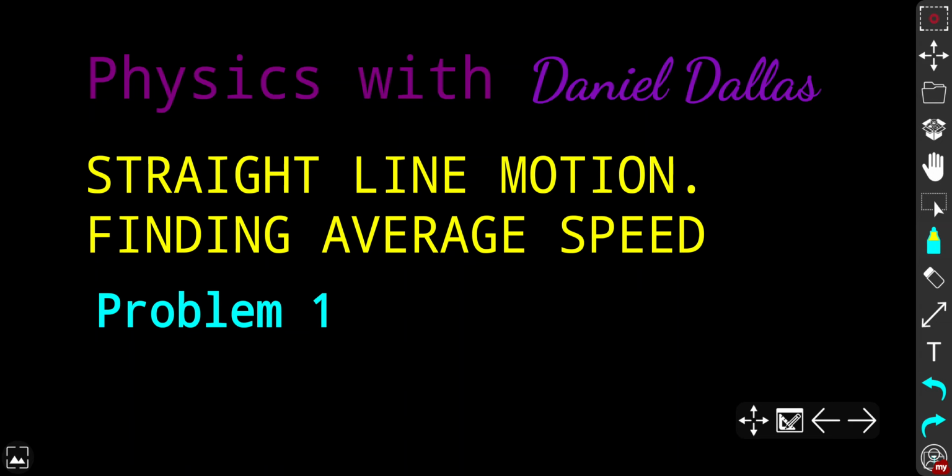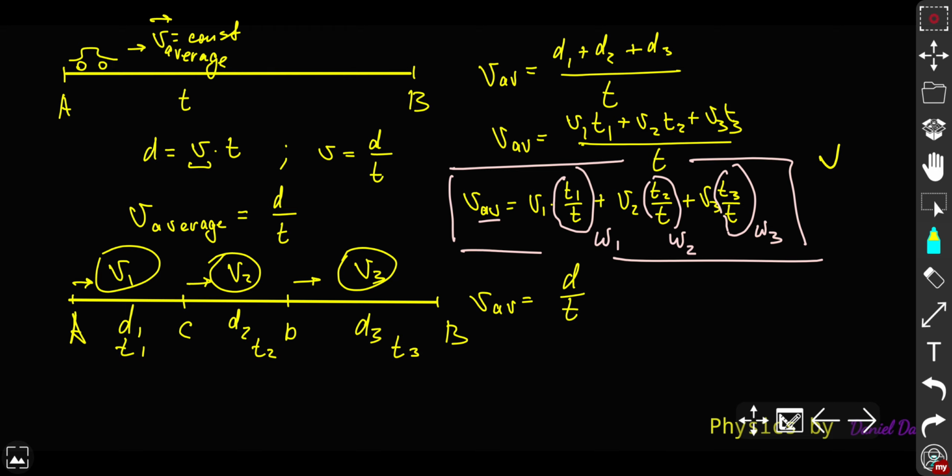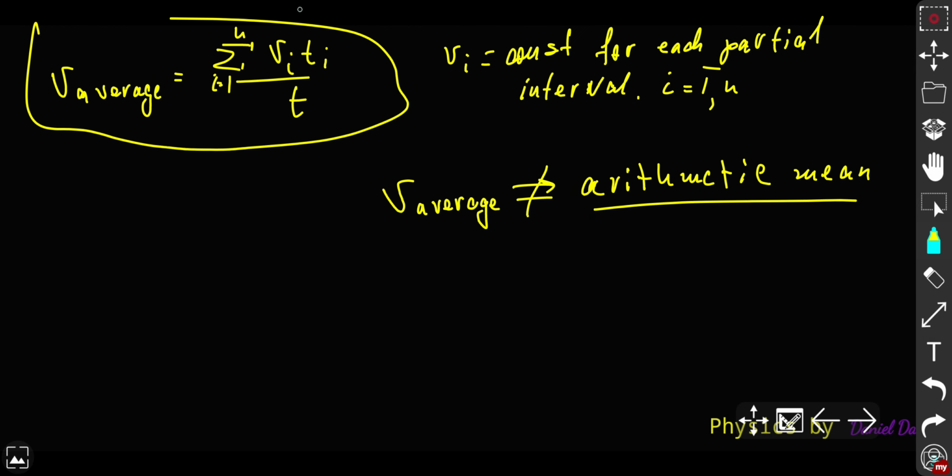We continue finding average speed. Before I show you how to work out, using a theoretical basis, how to derive the formula for the average speed, make sure you understand that this is basically a weighted average over time periods, with all values for each partial interval for the speed. So basically you have the formula for 3 intervals, and this is the general formula using sigma notation. So it definitely looks like the weighted average over the time.